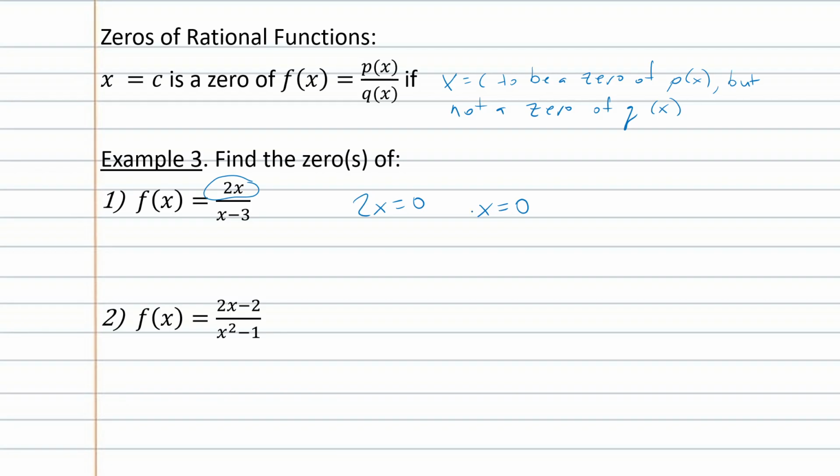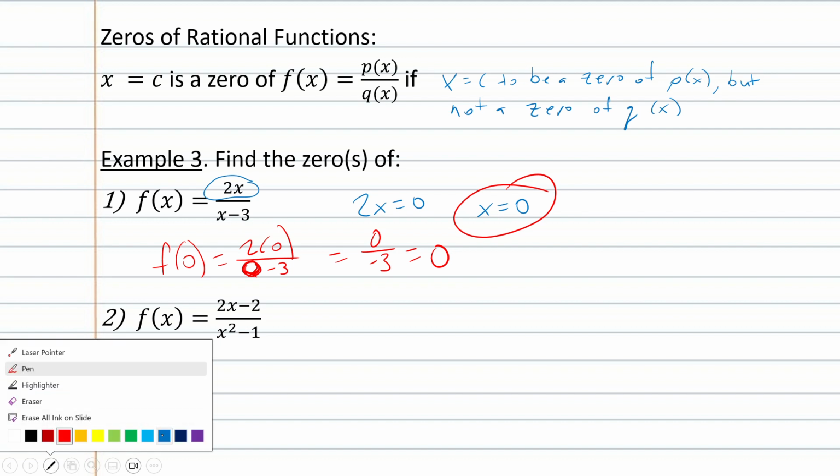If I set 2x equal to 0, I would see that we have a 0 at x equals 0. Then I would come back and do a check step to make sure that when I substitute the 0 for the x in the denominator as well, it doesn't make the denominator 0. So 2 times 0 is 0, and 0 minus 3 is minus 3. I don't have a 0 in the denominator, so this does truly 0 out. So here my 0 is x equals 0. Let's look at the second example.